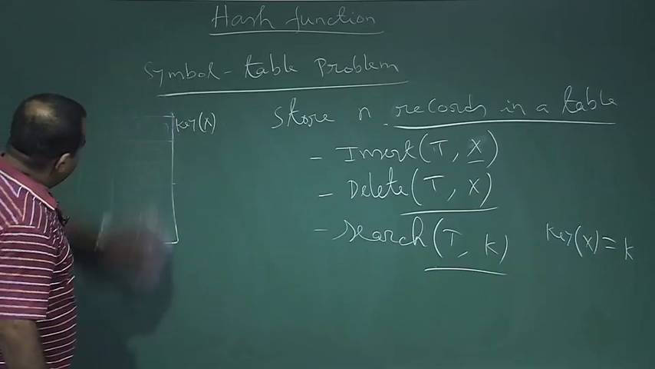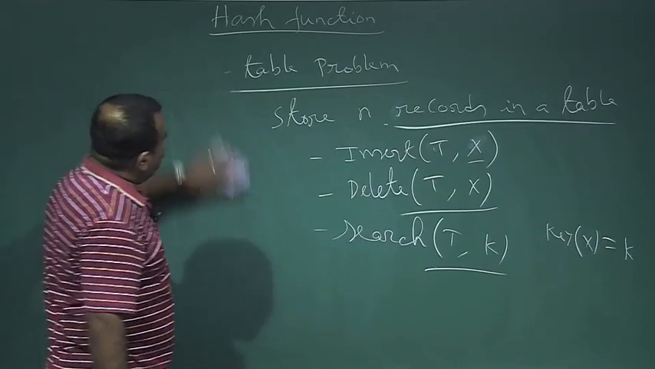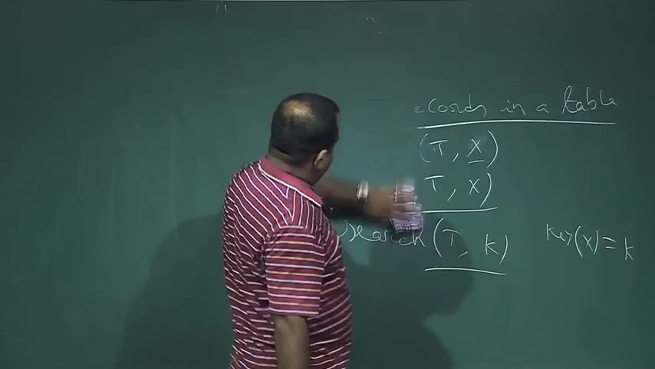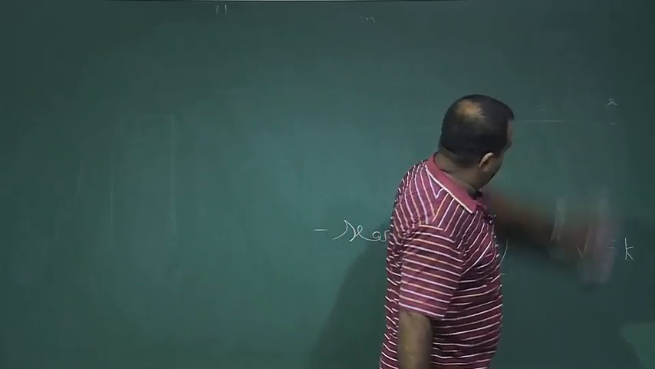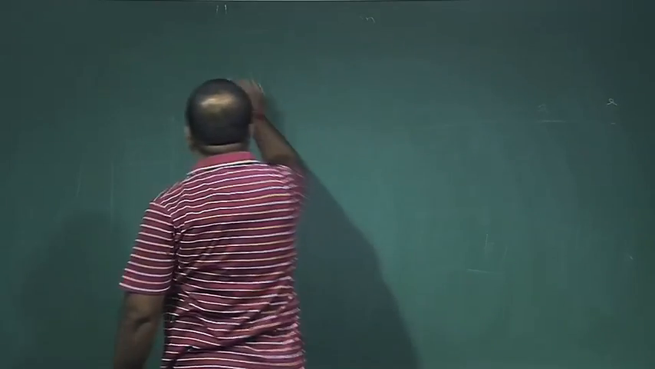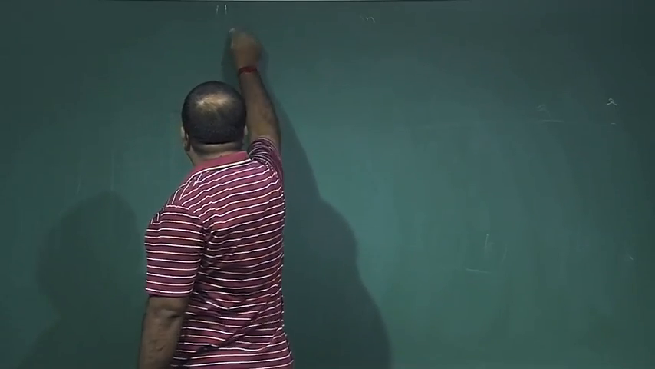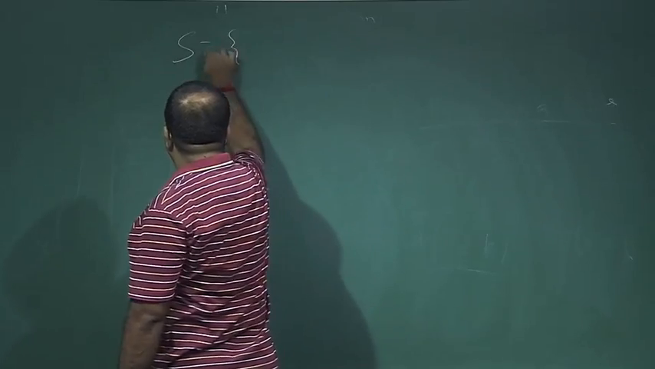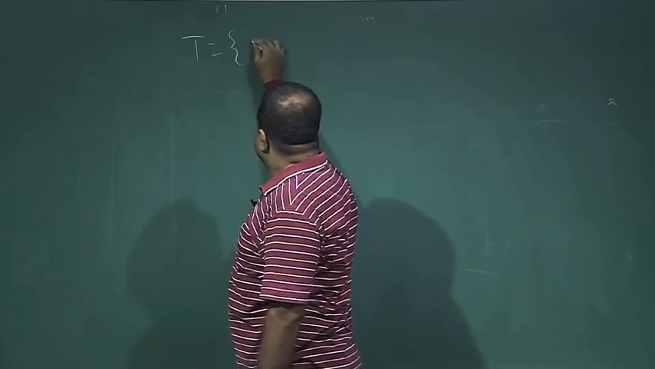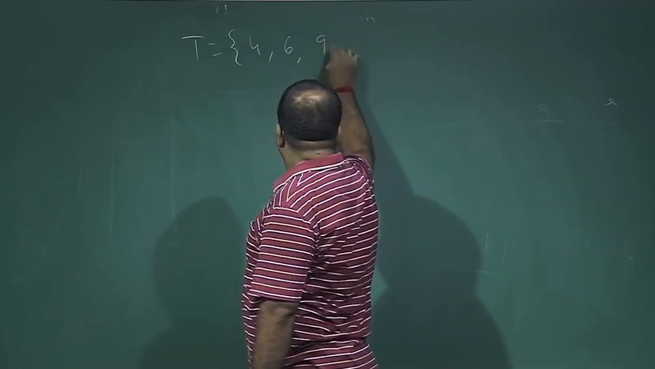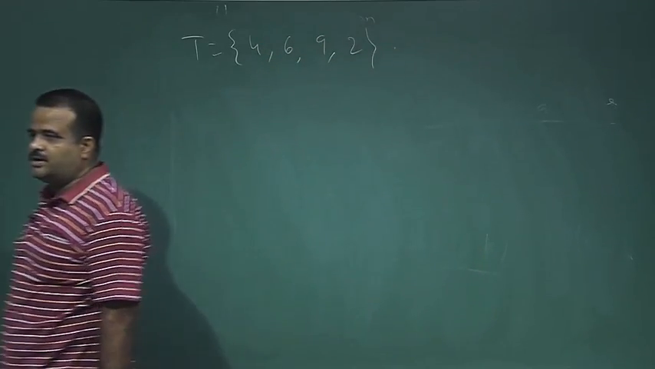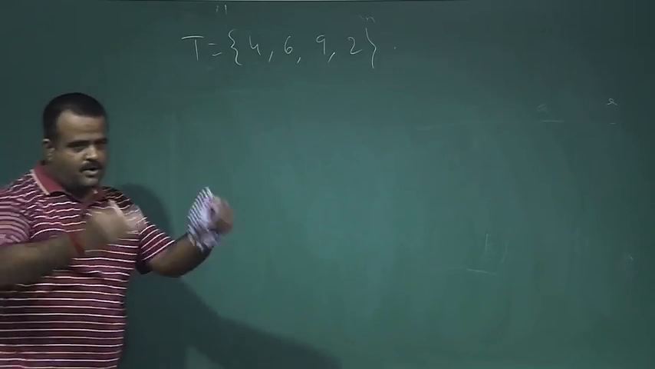First we can think of an array data structure for doing this. Suppose we have some records whose key values are, say, 4, 6, 9, 2. So this is our dynamic set S, and this is T. These are the key values corresponding to the records we have at some point of time.